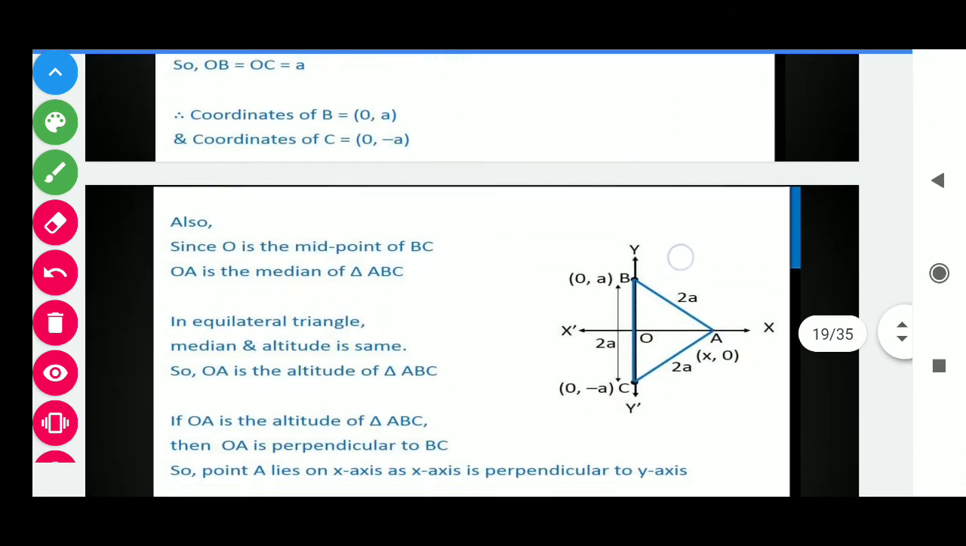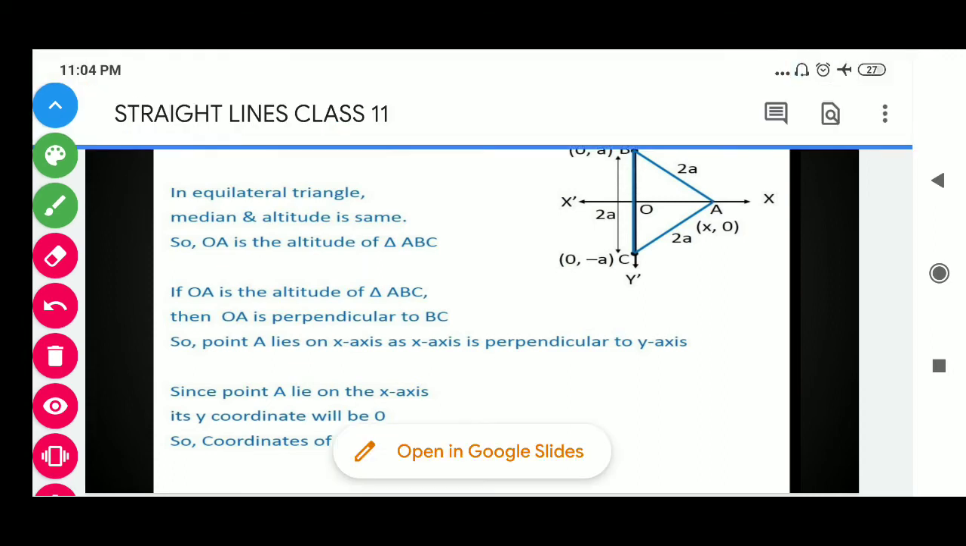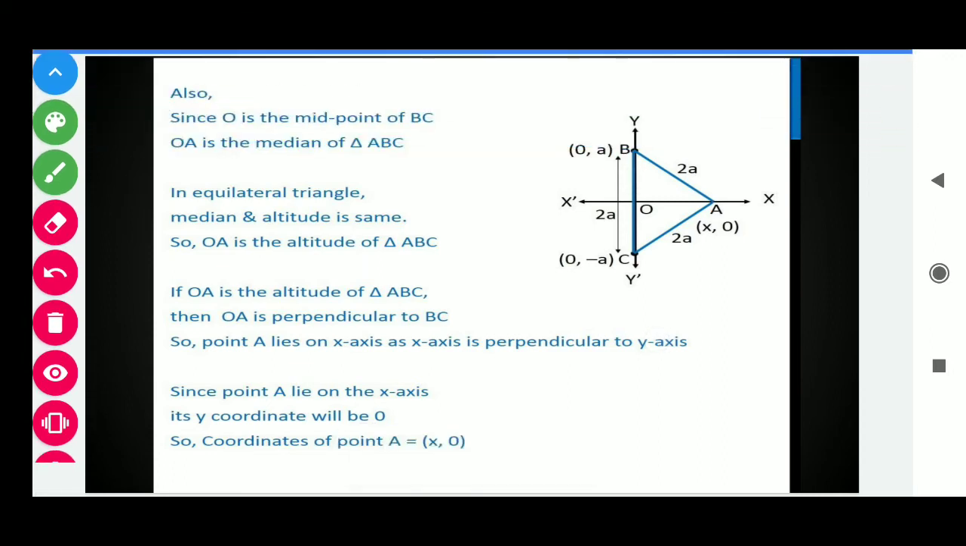Since O is the midpoint of BC, OA is the median of triangle ABC. In an equilateral triangle, the median and altitude are the same, so OA is the altitude of triangle ABC. You can see here OA is the altitude. So students, by using the Pythagoras theorem, we can find the length OA. Here the hypotenuse is 2a, the perpendicular is a, and we need to just find the value of OA.